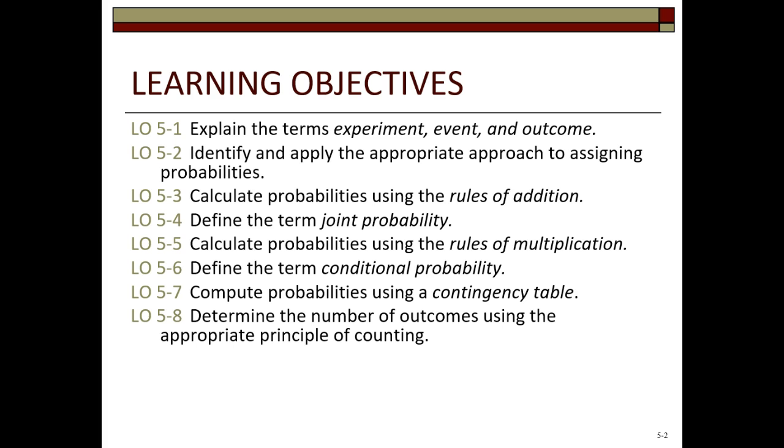Our learning objectives are to explain the terms experiment, event, and outcome; identify and apply the appropriate approach to assigning probabilities; calculate probabilities using the rules of addition; define joint probability; calculate probabilities using the rules of multiplication; define conditional probability; compute probabilities using a contingency table; and determine the number of outcomes using the appropriate principle of counting.